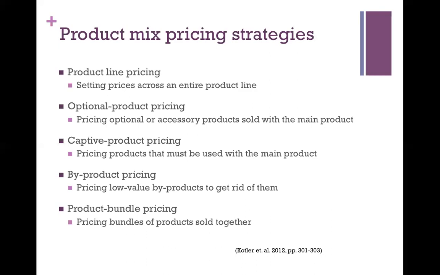Now the difference is marketers who adopt captive product pricing would normally charge the main product quite low, because they expect the business would be a lot from their accessories, right? So they expect to make more profit from the accessories. If you think about printers, for instance, you may notice that a lot of printers have become cheaper and cheaper recently, because the companies expect us to buy the cartridges or the toners, and that gives them business.